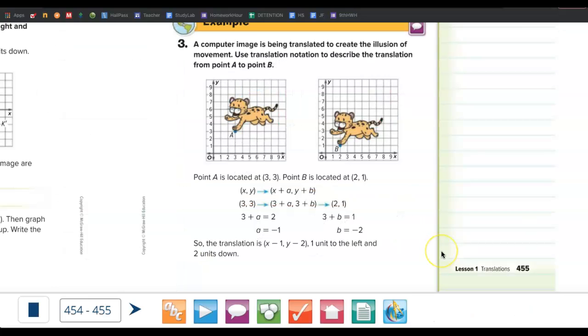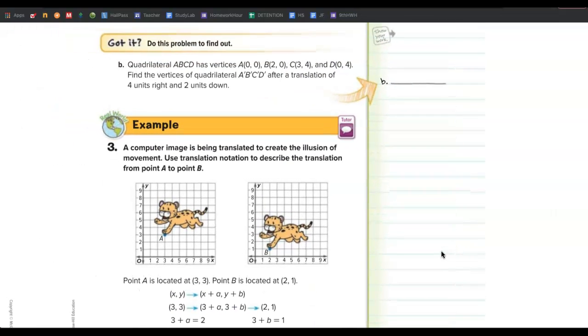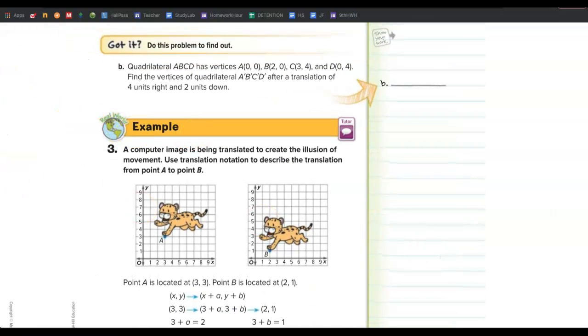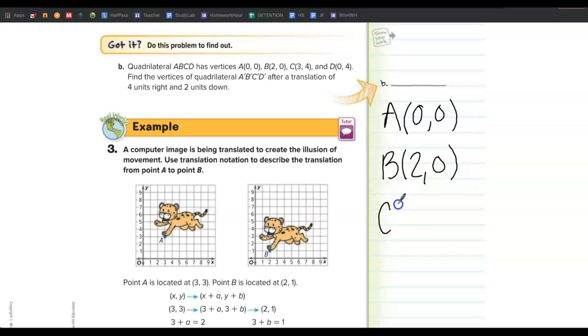All right, go over to B. A quadrilateral ABCD has vertices A is 0, 0, B is 2, 0, C is 3, 4, and D is 0, 4. Find the vertices of the quadrilateral after the translation 4 units right and 2 units down. So I kind of like to make a chart. So I'm going to write my original coordinates. A is 0, 0. B is 2, 0. C is 3, 4. And D is 0, 4.